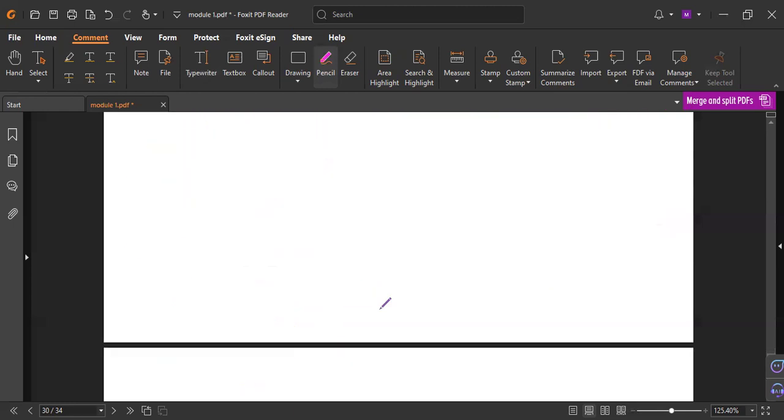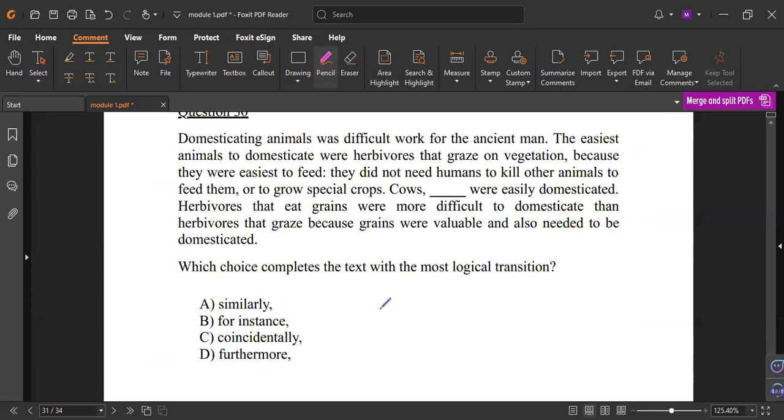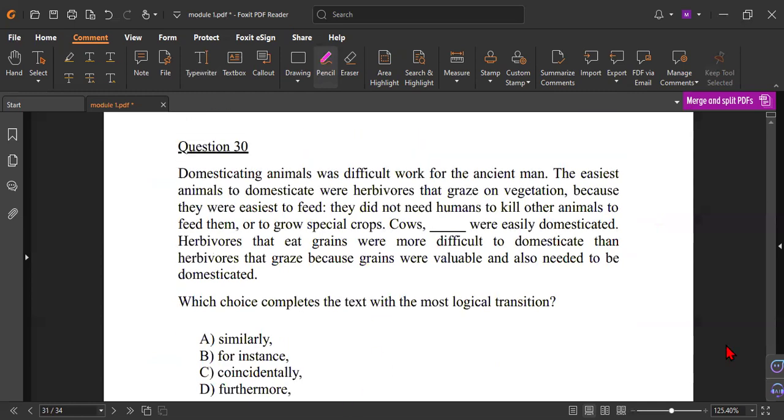Now let's try number 30. Did you answer it? D. Furthermore, you are going to add details to something mentioned before. All right, so is the following sentence an addition to the previous sentence, and both of them evidence to this idea? No.